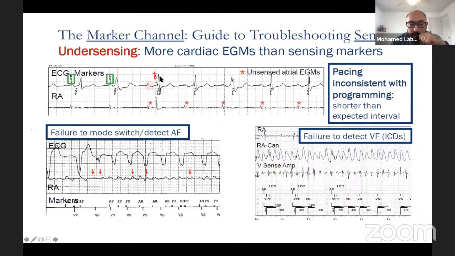The V event happened in the blanking period after atrial pacing. It didn't count that, and it paced in the ventricle. So this is a problem of sensing. If you overcome the under sensing issue, you will overcome this malfunction.